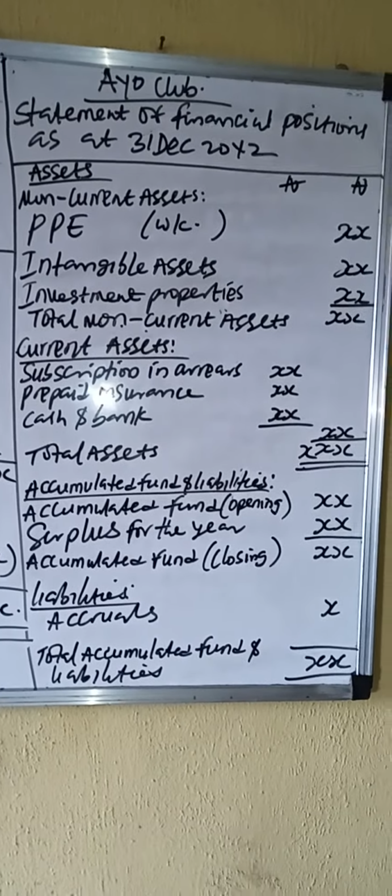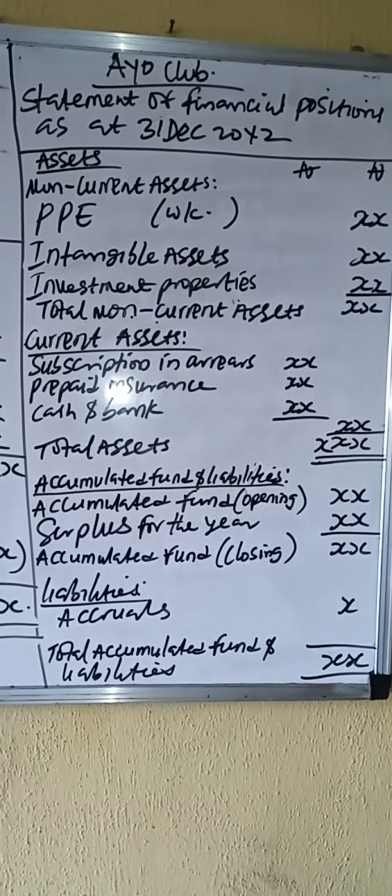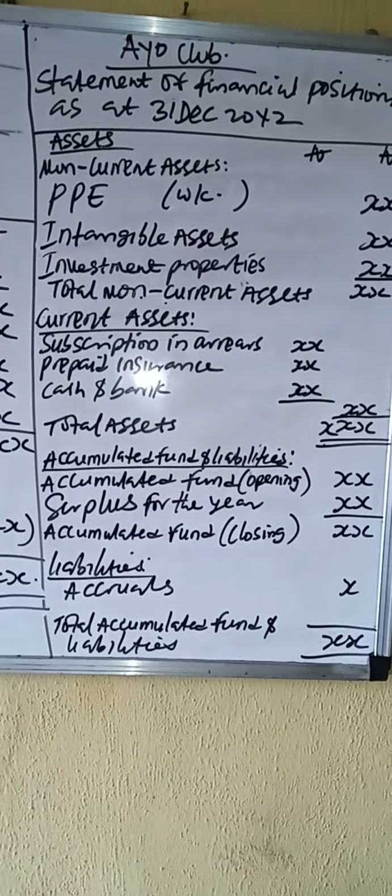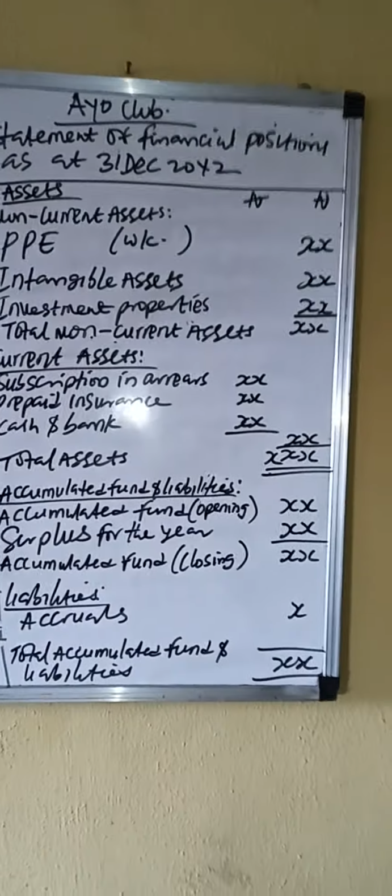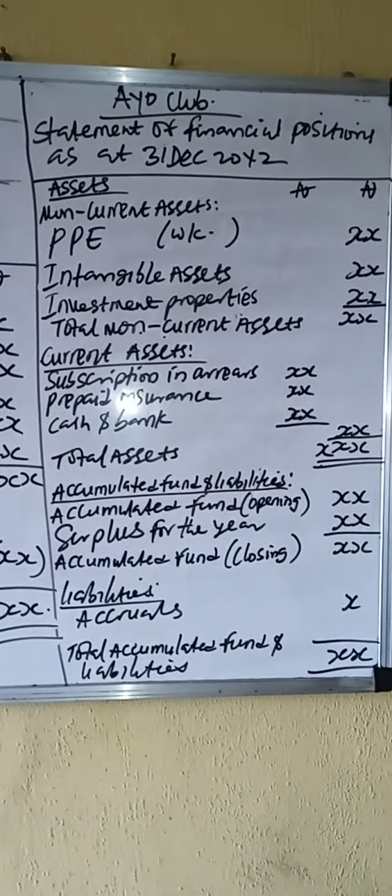Take liabilities for the period. It could include current and non-current liabilities. Add up and it gives you total accumulated fund and liabilities for the period. This amount must be equal with the total asset.